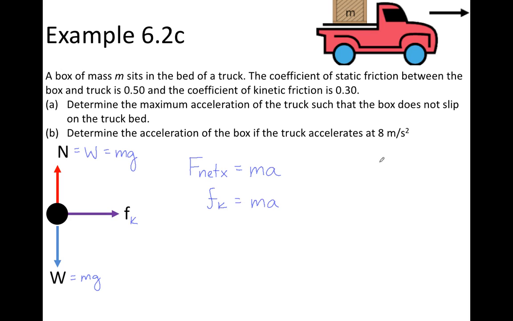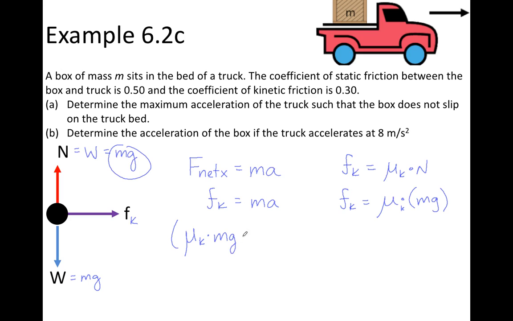A little bit of side work to do. The force of kinetic friction is equal to mu k times normal force. And I can make a substitution for the normal force. The normal force is equal to the weight, which is equal to m times g. So I can substitute in m times g for the normal force. Now I can bring this expression over and substitute it in for the force of kinetic friction. Kinetic friction is mu k times m times g, and that's equal to m times a.